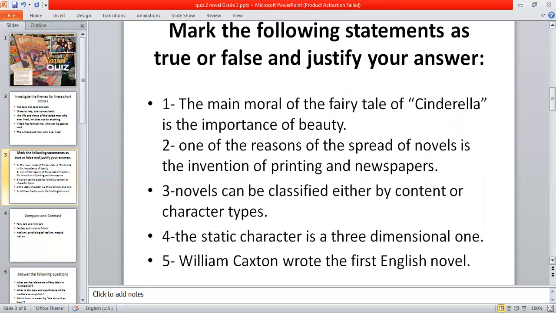Number 1, the main moral of the fairy tale of Cinderella is the importance of beauty. يعني الدرس اللي بنستفيده من قصة سندريلا هو أهمية الجمال.